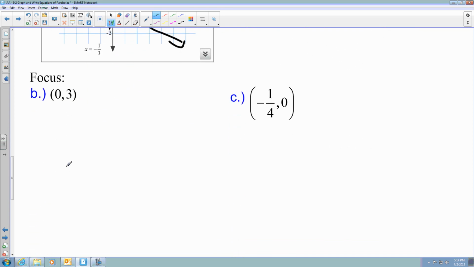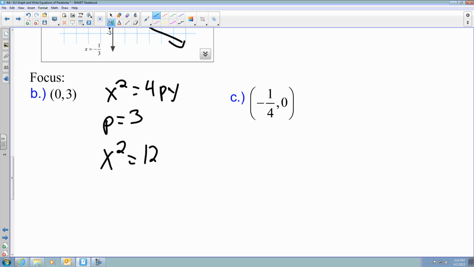For this example, the focus that they give me is 0, 3. I know that p is located in the y coordinate of the focus, so that's going to be an x squared equals 4py. And I know that p is 3, so I substitute that in, so my equation is going to be x squared equals 12y.